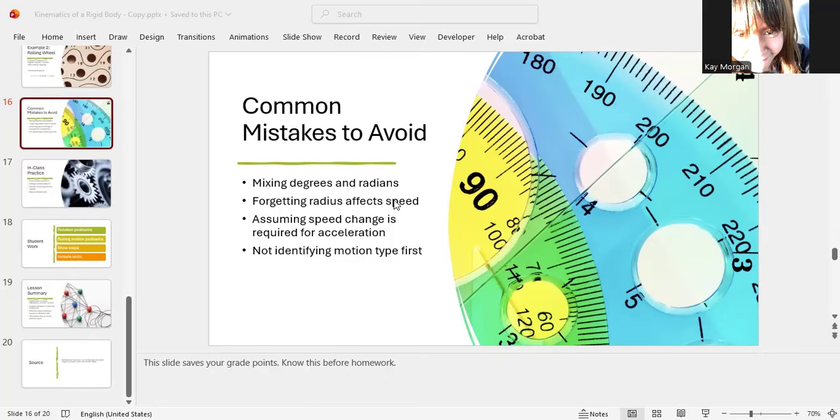The second one is forgetting about the radius. Your radius always affects the linear speed, because they are related to each other. Your linear velocity, or linear speed, is equal to the radius times your angular speed.